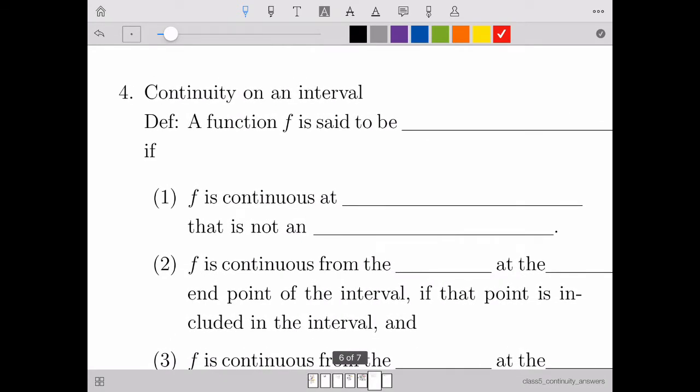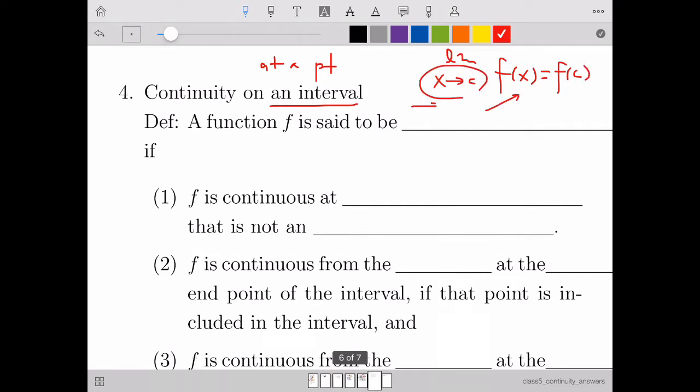Number 4, continuity on an interval. So far we did continuity at a point. For that, we need the limit as x approaches c of f of x equals f of c. To say f is continuous at c, the limit from both sides should be equal to its function value. But continuity on an interval is a different concept.